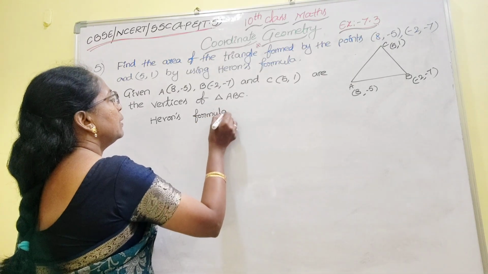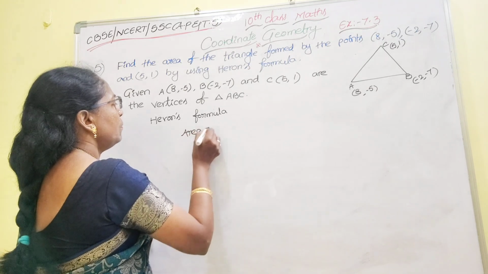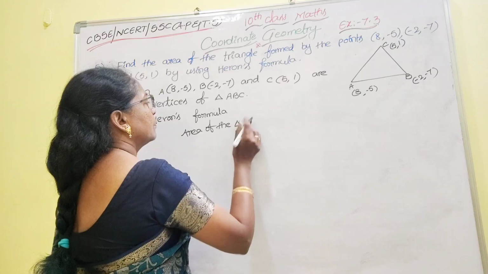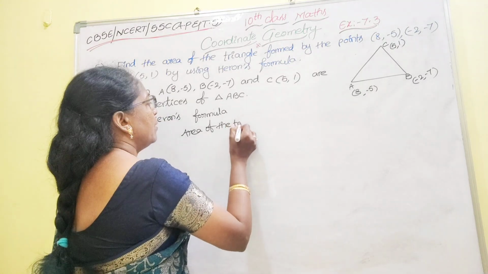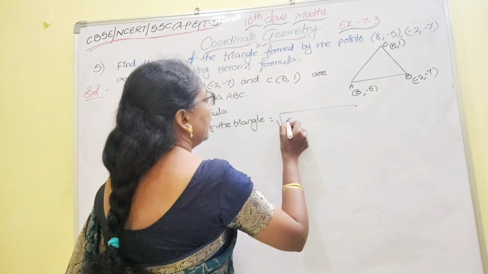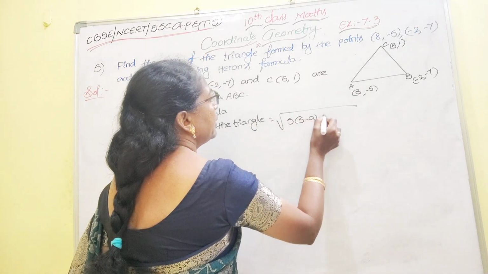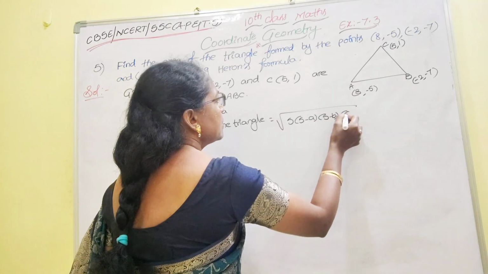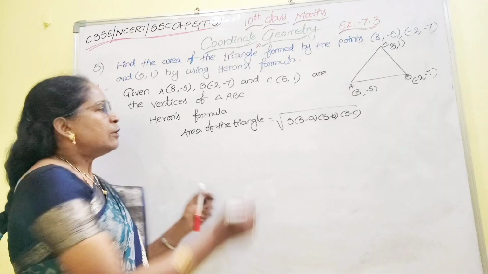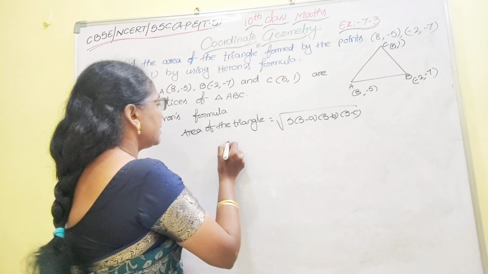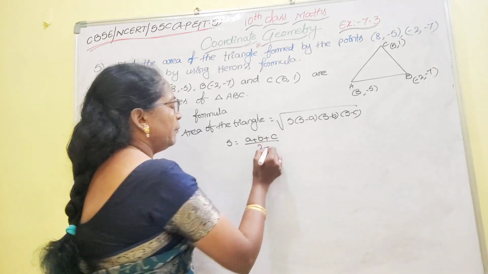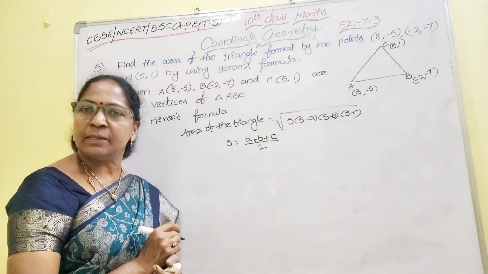Heron's formula: area of the triangle equals square root of s into (s minus a) into (s minus b) into (s minus c). This is the area of the triangle by using Heron's formula. So what is s and what is a? Where s equals (a plus b plus c) by 2.